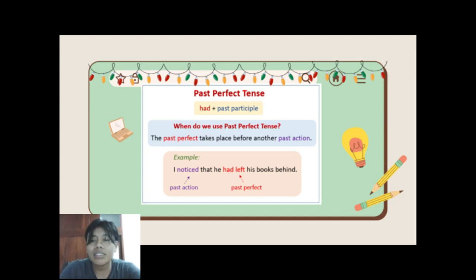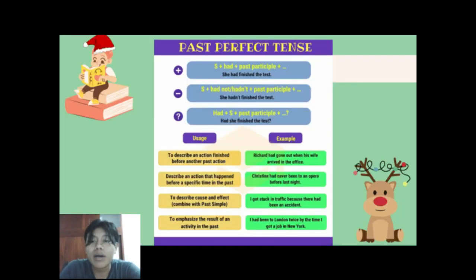And here there are other uses of the past perfect tense, but the most common, the first one, is to describe an action finished before another past action. Another usage could be to describe an action that happened before a specific time in the past, to describe cause and effect combined with past simple, or to emphasize the result of an activity in the past. There are some examples here, but we are going to use the first one, which is very important.